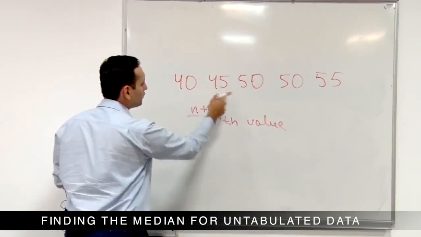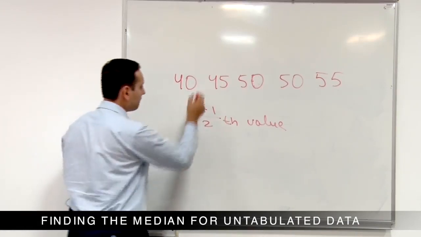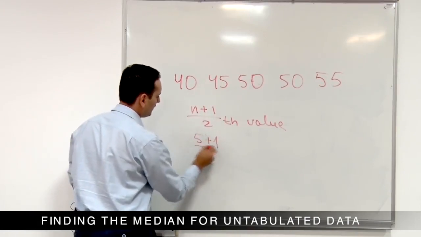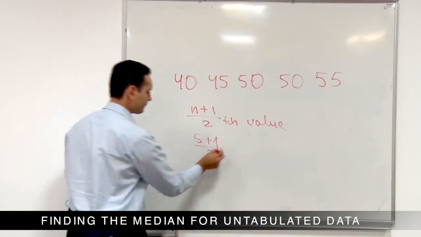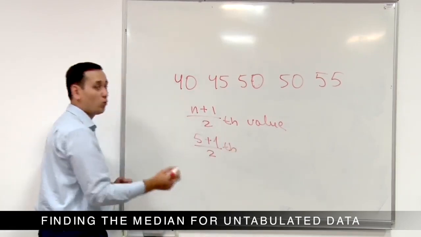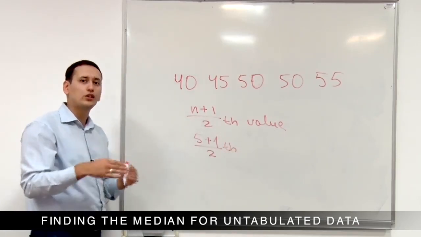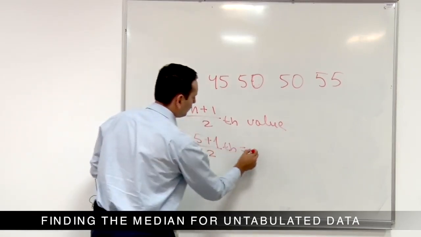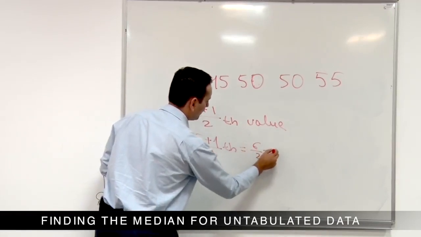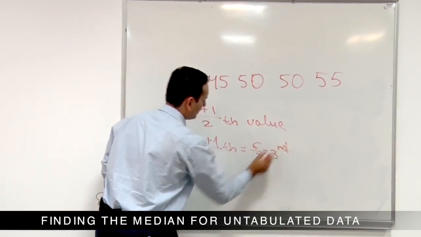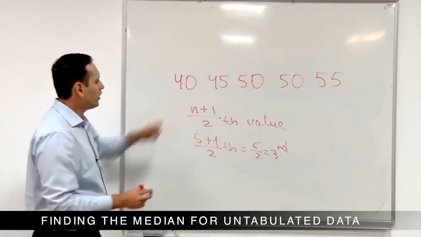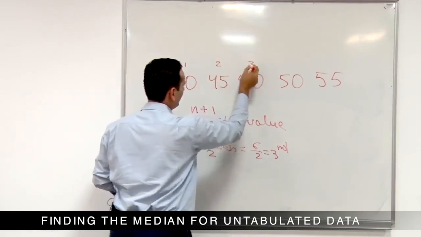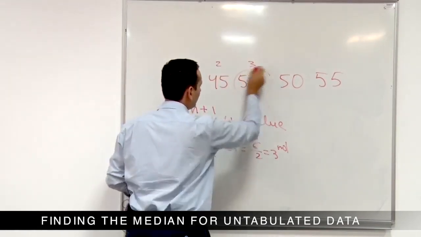Okay, how many numbers do we have in this data set? We have 5. So n is 5, plus 1, divided by 2. Remember, we are just finding the order, not the actual median, which is equal to 6 divided by 2, which is the third. In our data set, the third number, so this is the first, second, third. So 50 is the median.